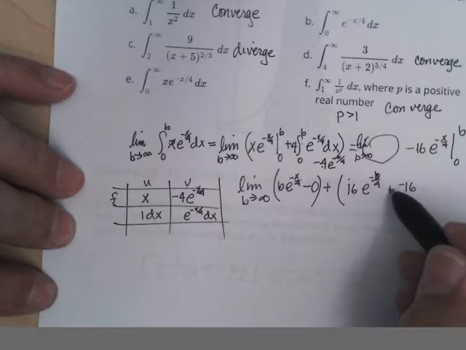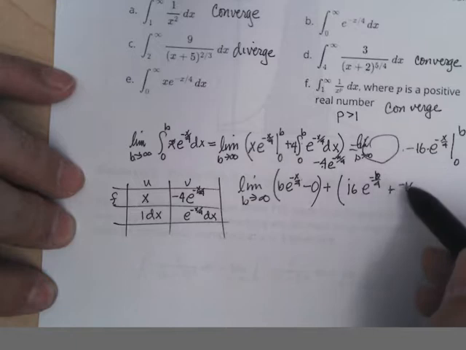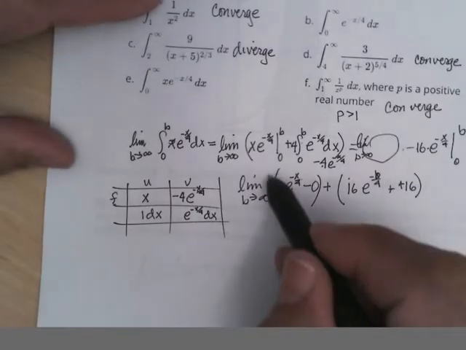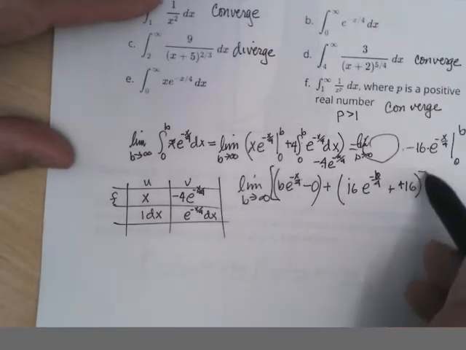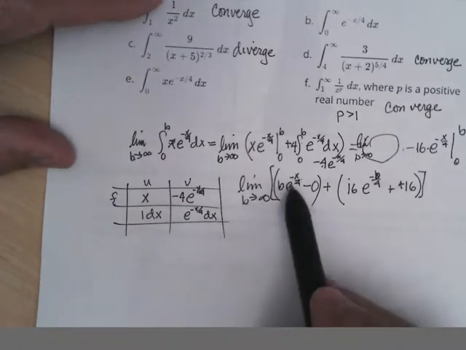So we put the b in, we get minus this, and then we go minus a minus, so it's going to be plus, and put 0 in there. That's 1 times 16, which is 16. So we have all of this. We have to decide what happens as b goes to infinity.